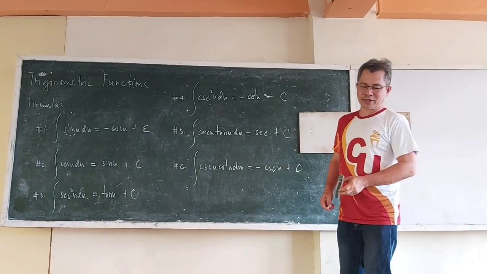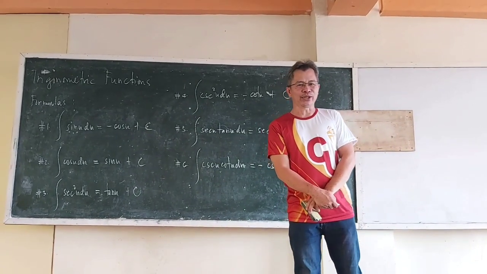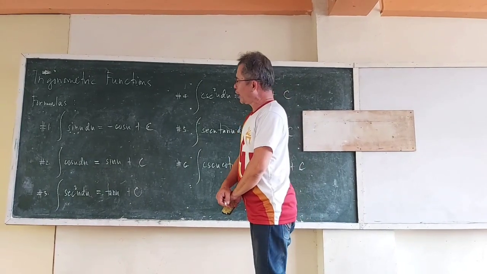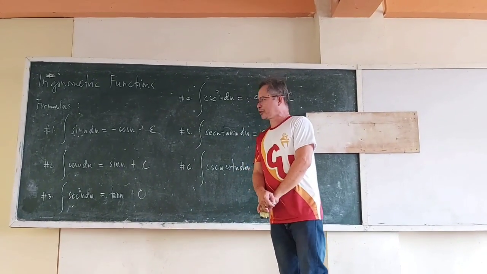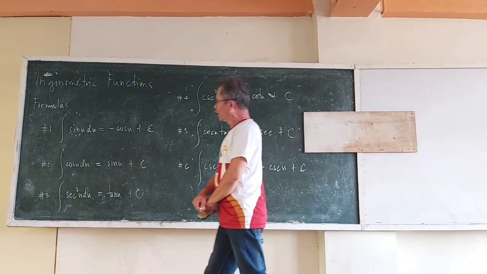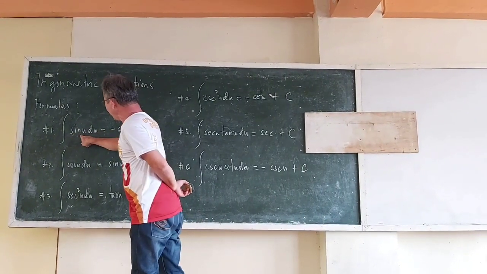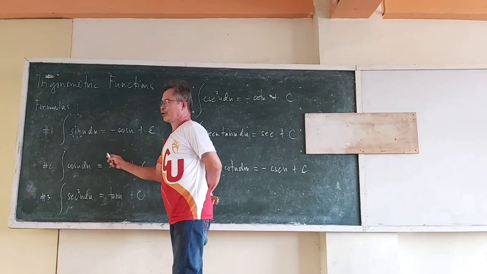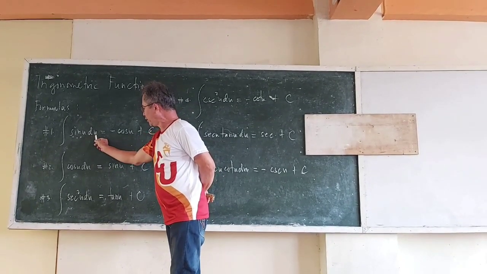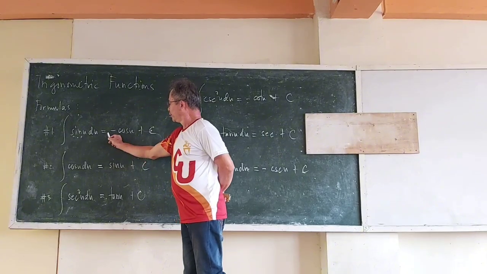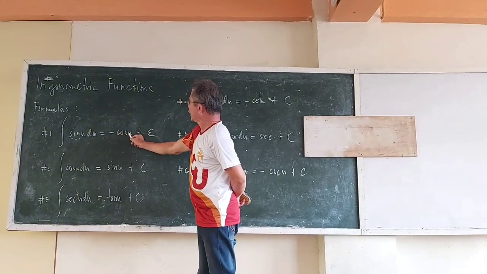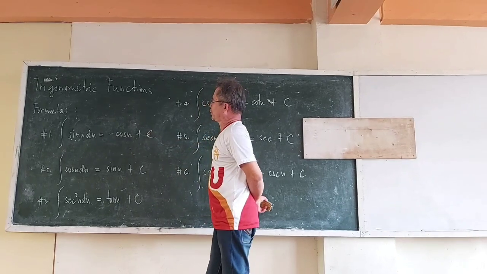Good afternoon, guys. We will continue with another topic, which is the trigonometric functions, and we are dealing here with the 6 trigonometric formulas. Number 1 is the integral of sine u du. What you have to do is, again, conform the u with the du, and then you just answer it with negative cosine u plus c.